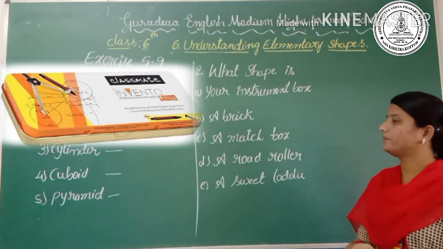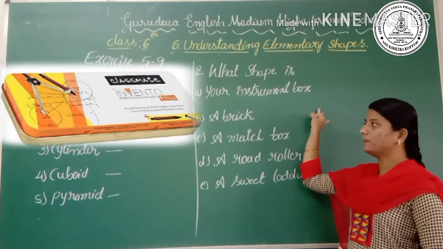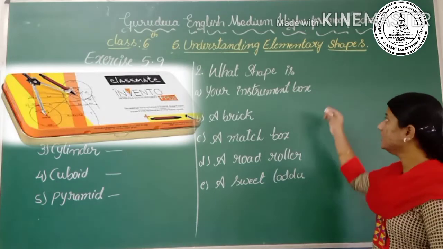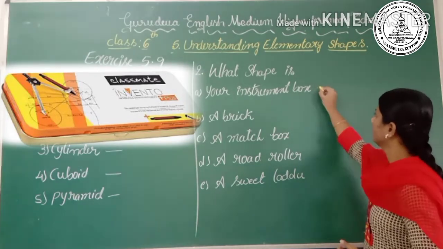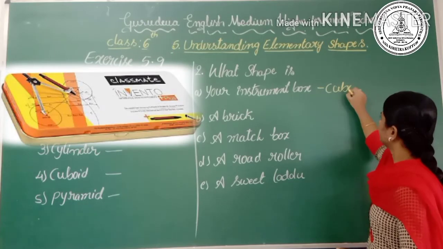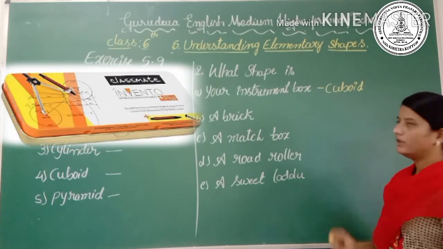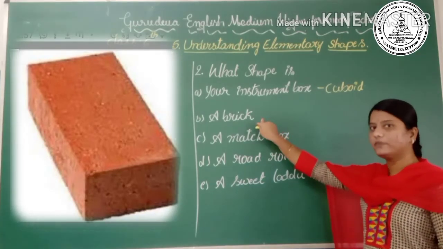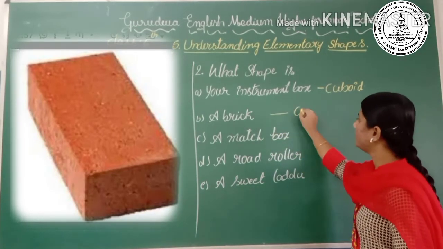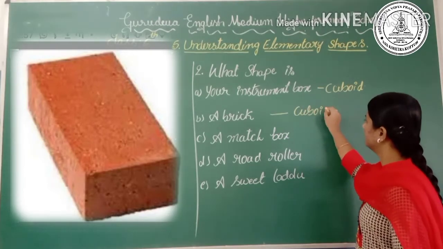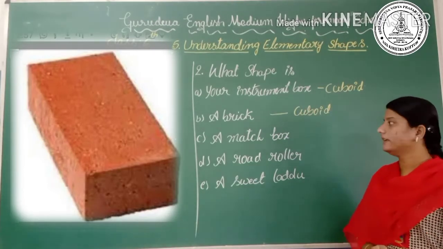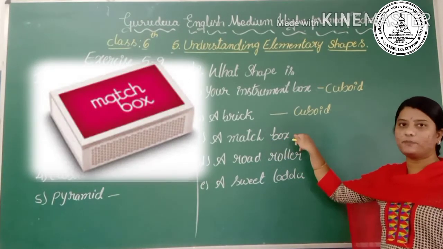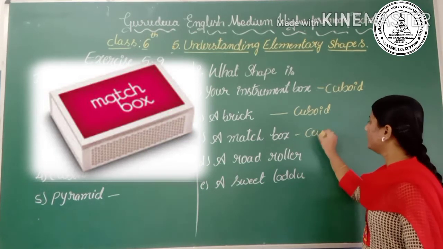What shape is your instrument box? Yes, your instrument box is in which shape? Yes, it is in the cuboid shape, right? Cuboid shape. Right? Yes. Then a brick. A brick is in which shape? Yes, a brick is in the cuboid shape. Right? Yes. Then the third one is a matchbox. A matchbox is in which shape? Yes, it is also in the cuboid shape.